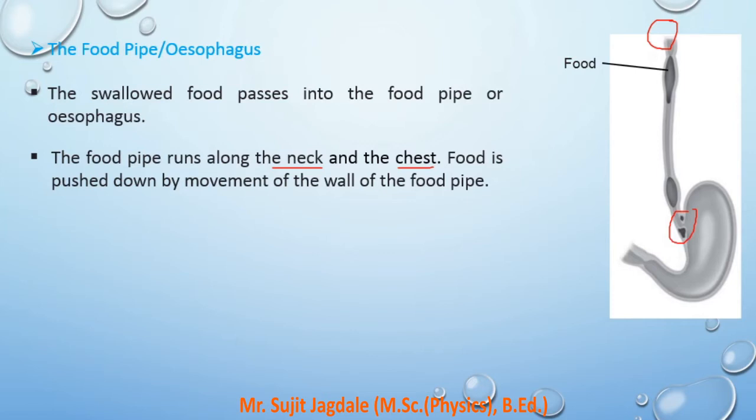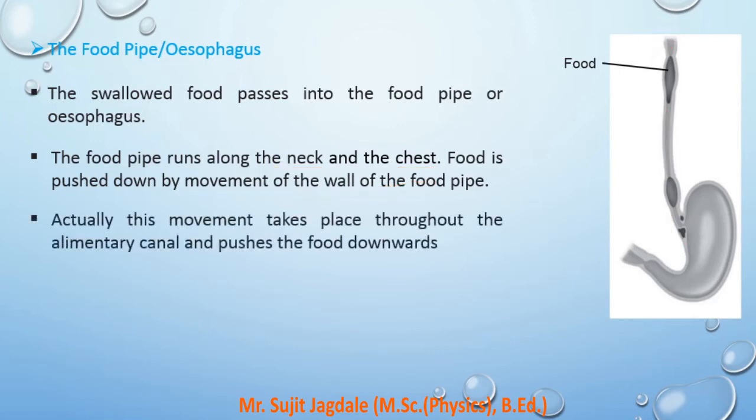Okay, now this food is pushed down. The food is pushed down by the movement of the wall of the food pipe. Actually, this movement takes place throughout the alimentary canal. Alimentary canal means this whole passage from the neck to the chest, that is referred to as the alimentary canal, and the food is pushed downwards as it passes through it.